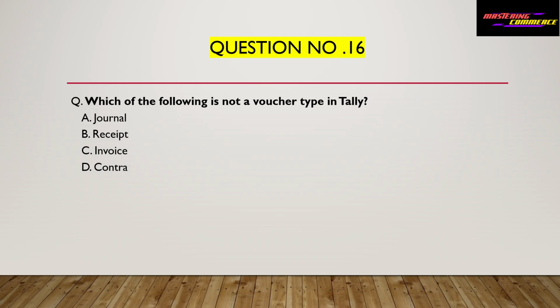And the next question is which of the following is not a voucher type in Tally? Journal, receipt, invoice, contra. This is the bonus question for you. You have to answer this question in the comment section below. The question again I am repeating is which of the following is not a voucher type in Tally? Journal, receipt, invoice or contra.